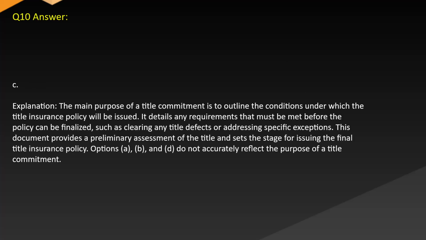Answer: C. Explanation. The main purpose of a title commitment is to outline the conditions under which the title insurance policy will be issued. It details any requirements that must be met before the policy can be finalized, such as clearing any title defects or addressing specific exceptions. This document provides a preliminary assessment of the title and sets the stage for issuing the final title insurance policy. Options A, B, and D do not accurately reflect the purpose of a title commitment.